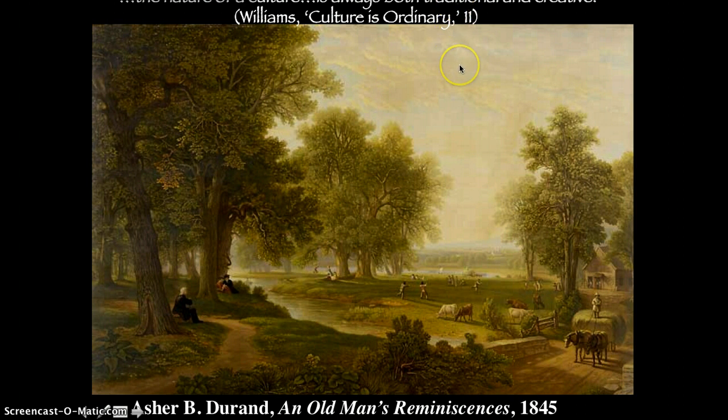And you see this as well in Durand's paintings, An Old Man's Reminiscences. And you see him here sort of looking at the way life used to be among the farms and the farmlands in a much simpler time. And the culture in this sense, as Raymond Williams says, is always both traditional and creative, and you see that a little bit here.